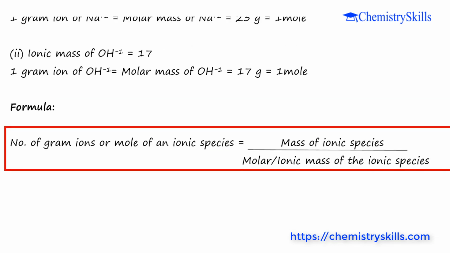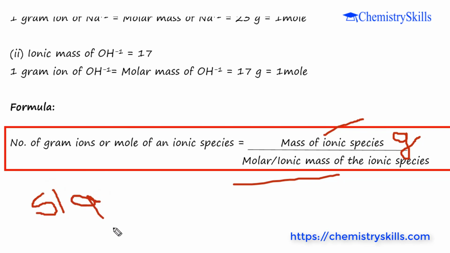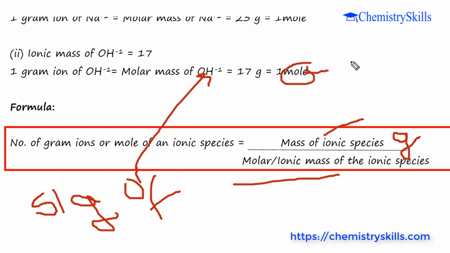Similarly, we use the same formula as for the other species: the number of gram ions or moles of an ionic species will be equal to the mass of the ionic species over the molar or ionic mass of the ionic species. The mass of the ionic species is in grams. So let's say we have 51 grams of OH ion. How many moles will be there?